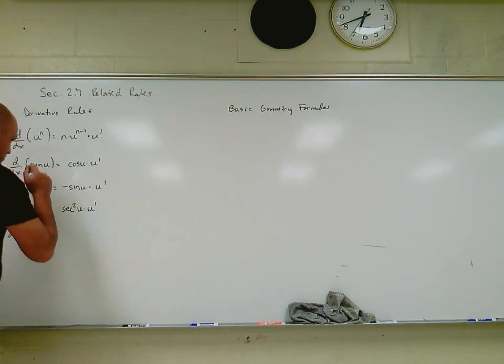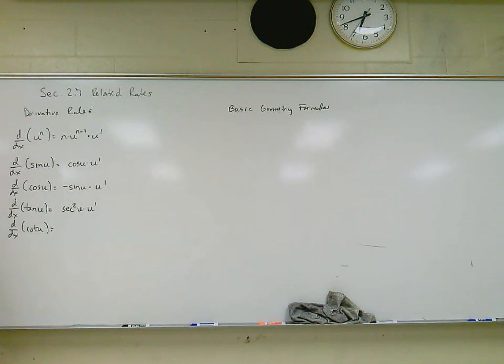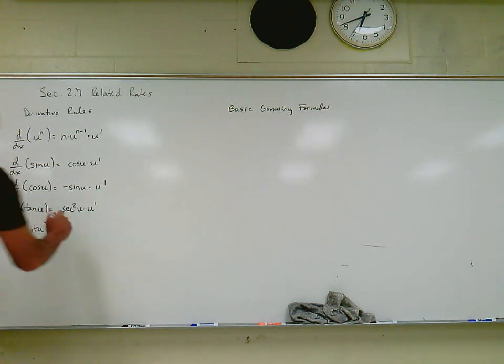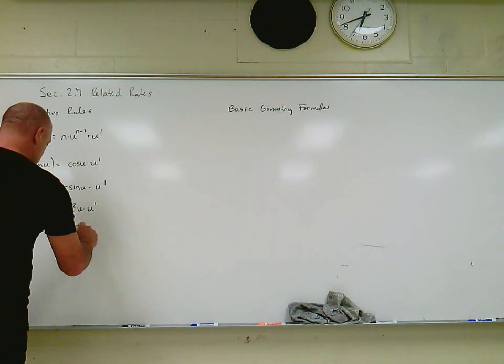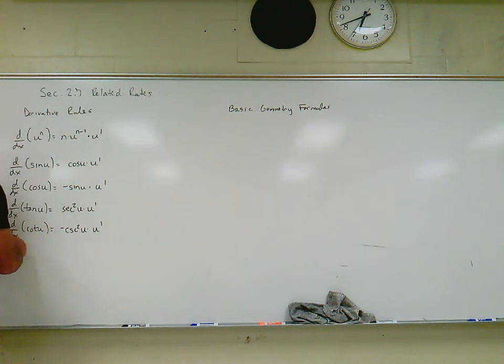This is how you do it. You get in the habit of writing them out. Here's how I remember this one. If I know tangent, then I know cotangent. I put a negative in front and a co. So negative cosecant squared u times u prime.